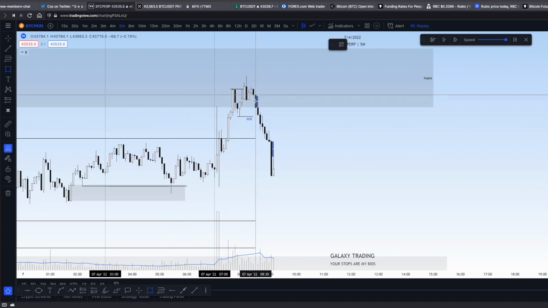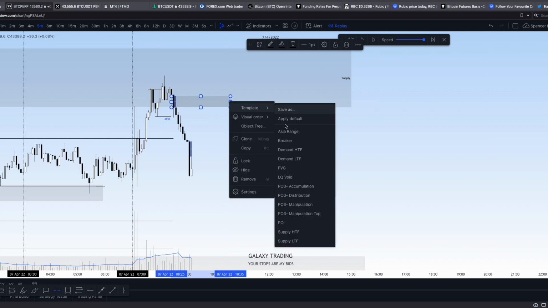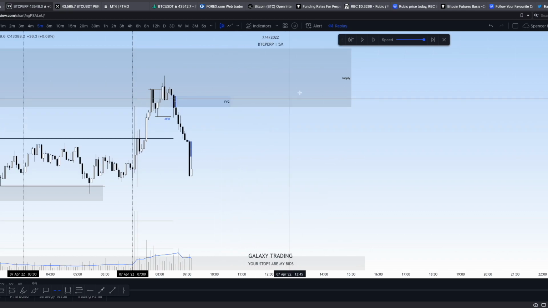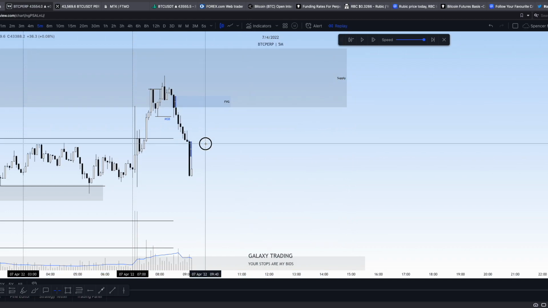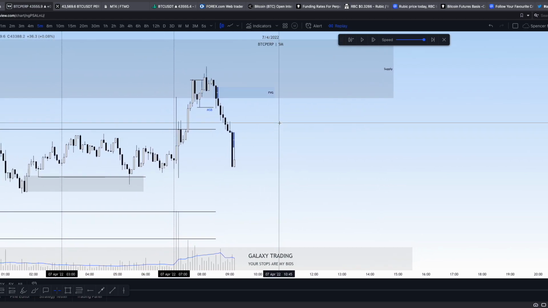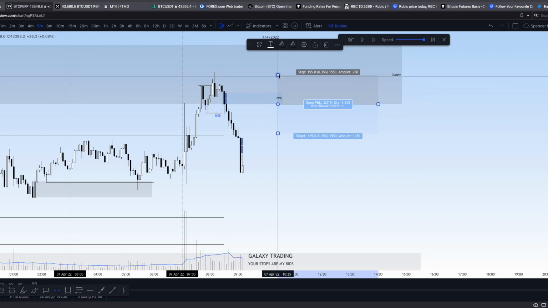So I'll mark it out just to make it a little bit more clear for you guys. This would be our fair value gap right there, which happens to be right at the bottom of the supply too, which is pretty interesting. But anyways, so that could be an area we could look at getting back in on if price comes back up to it.